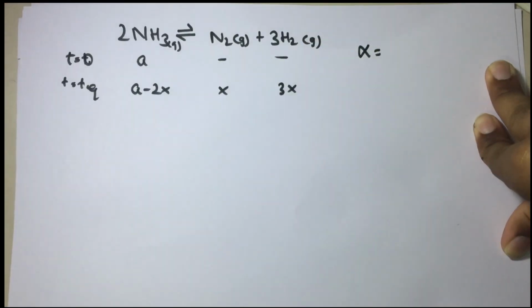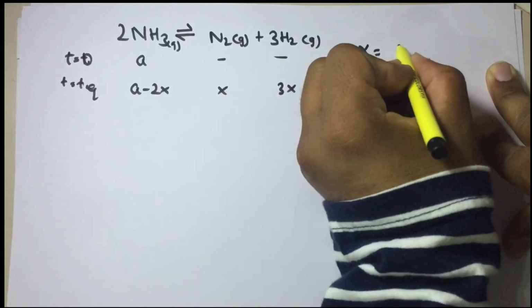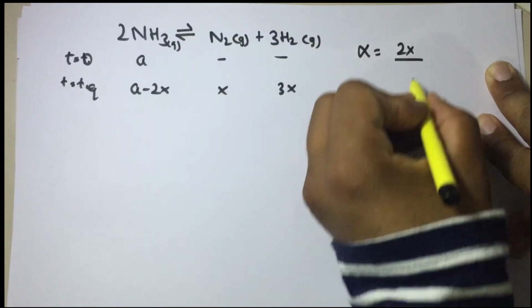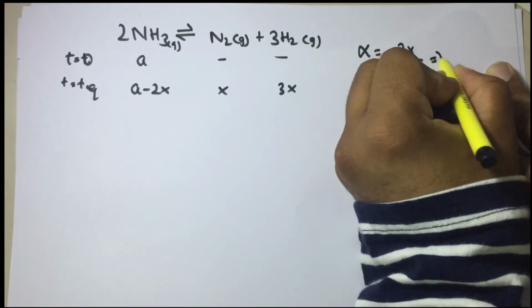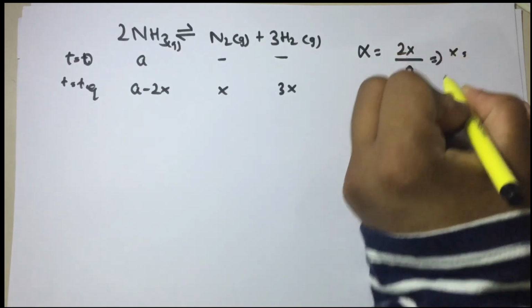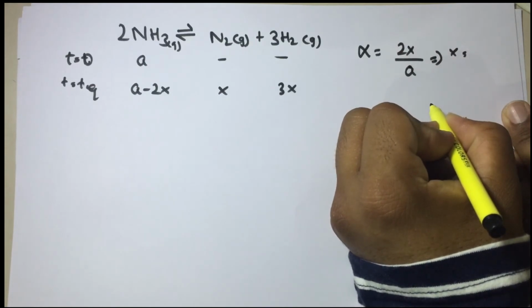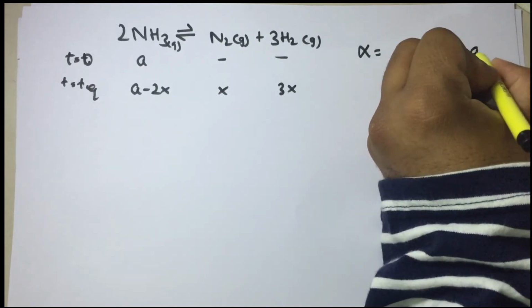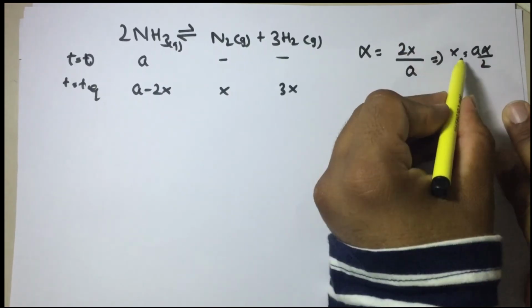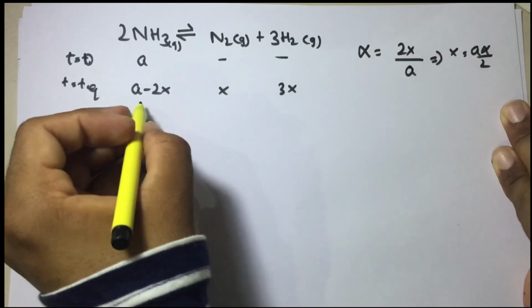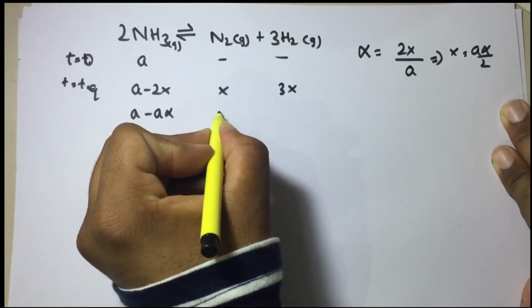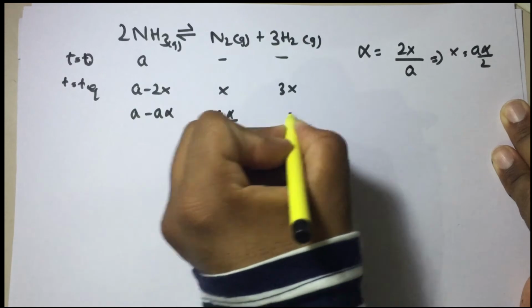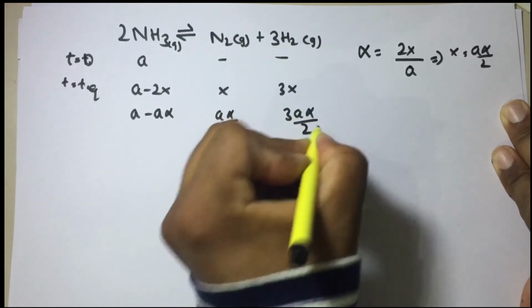Alpha is number of moles dissociated, कितने वियोजित हो चुके हैं, कितने डिसोशिएट हो चुके हैं, वो हैं 2x। तो 2x तो आ जाएगा ऊपर, है ना, और नीचे क्या आएगा? इनिशियल नंबर ऑफ मोल्स। इनिशियल नंबर ऑफ मोल्स इज A. So what will be the value of x? x will be A alpha by 2. Now we put the value of x in this expression. So it will become A minus A alpha. Here we have A alpha by 2. Here we have 3A alpha by 2.